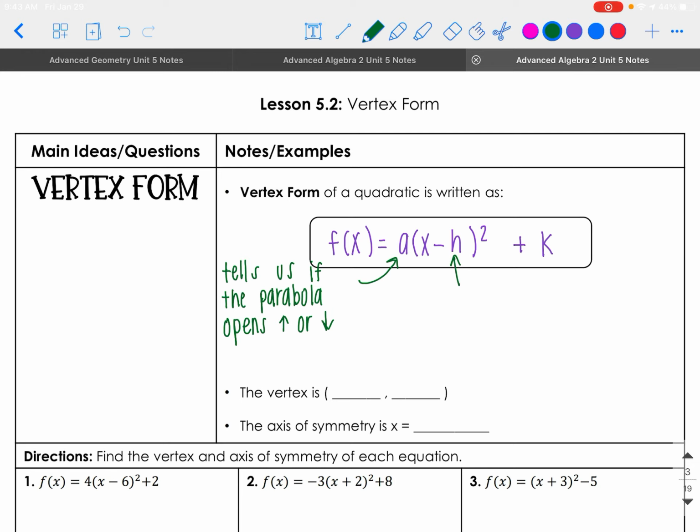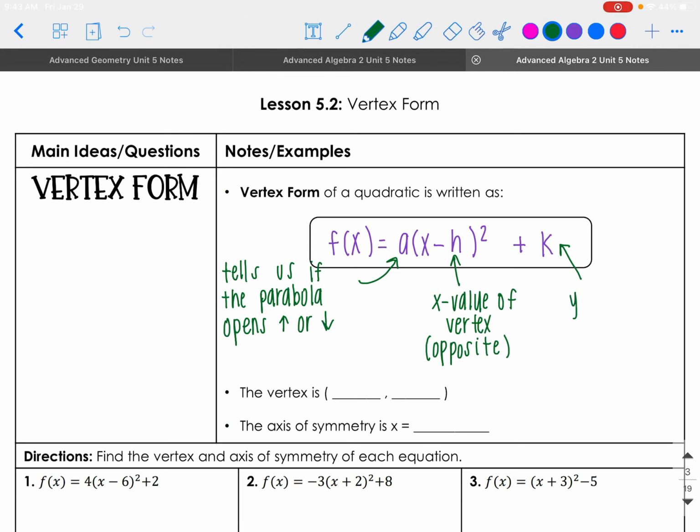The h tells us the x value of the vertex. However, we always want to take the opposite. So if it says x minus 5, the x value of the vertex is positive 5. If it says x plus 3, then the x value of our vertex is negative 3.